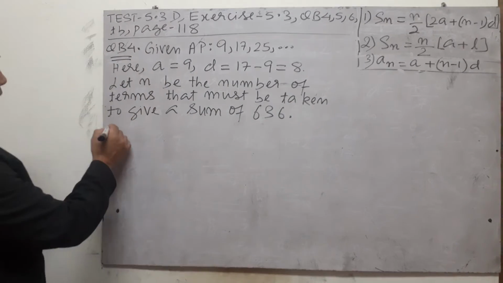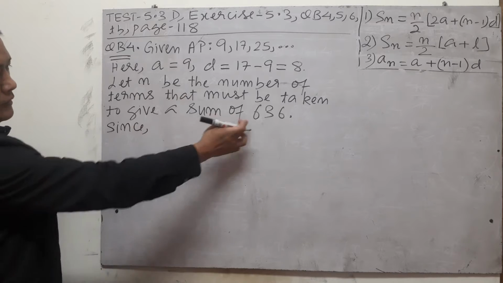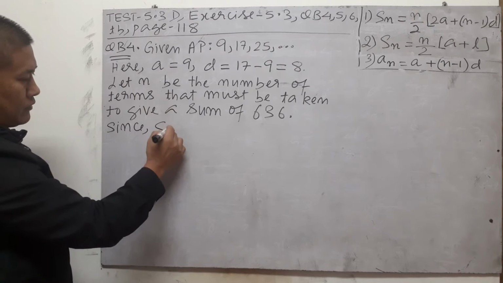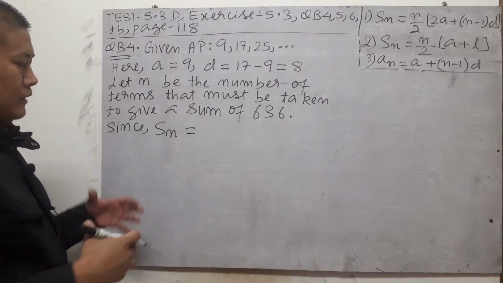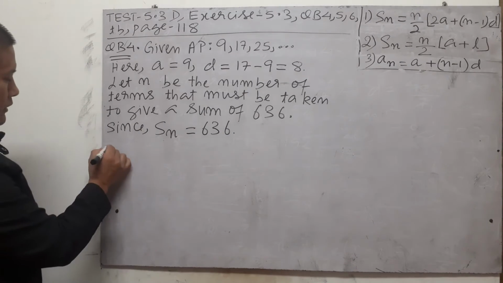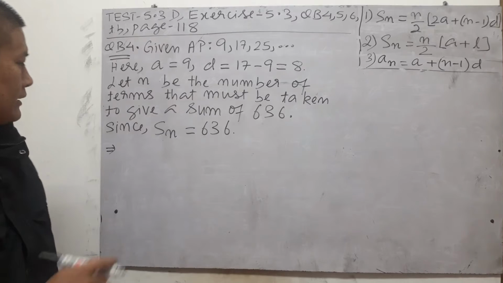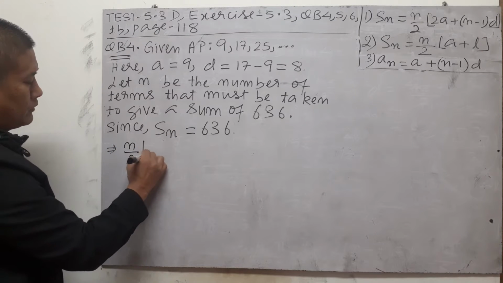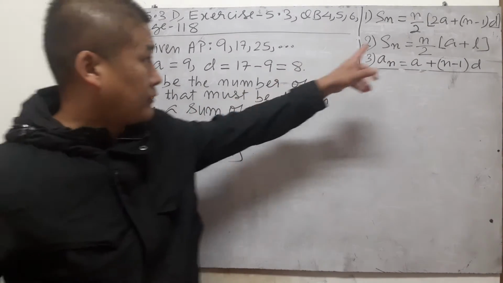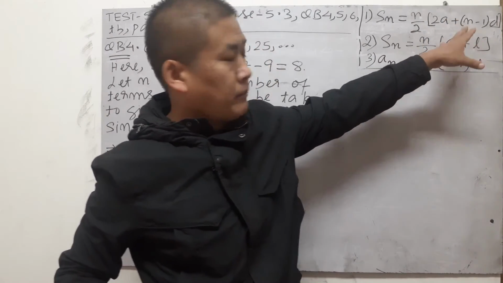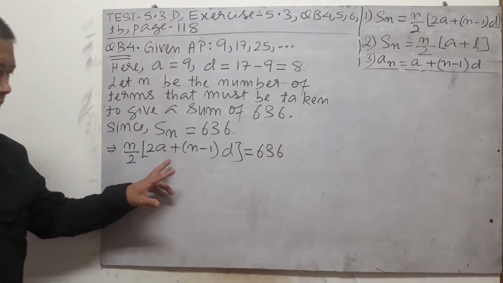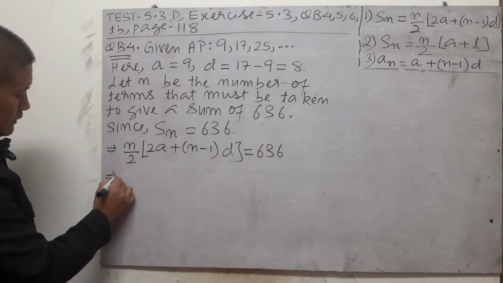So how do we do that? Since the question has given us the sum of all the terms must be 636, and the total number of terms will be n, the sum of n terms is equal to 636. So we can use this formula: Sn is equal to n by 2 into 2a plus n minus 1 into d. Replacing Sn with 636, n is what we're looking for.